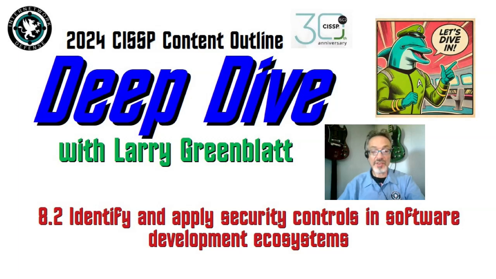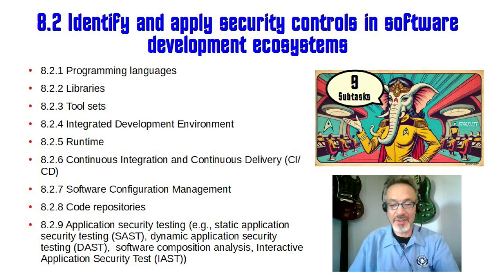8.2 Identify and apply security controls in software development ecosystems. Alright, so in this task we're going to cover a number of subtasks that cover concepts such as programming languages, libraries, tool sets, and more. So if I don't go deep enough, you know what to do. Get that prompt at the end working for you. Alright, this task has 9 subtasks.